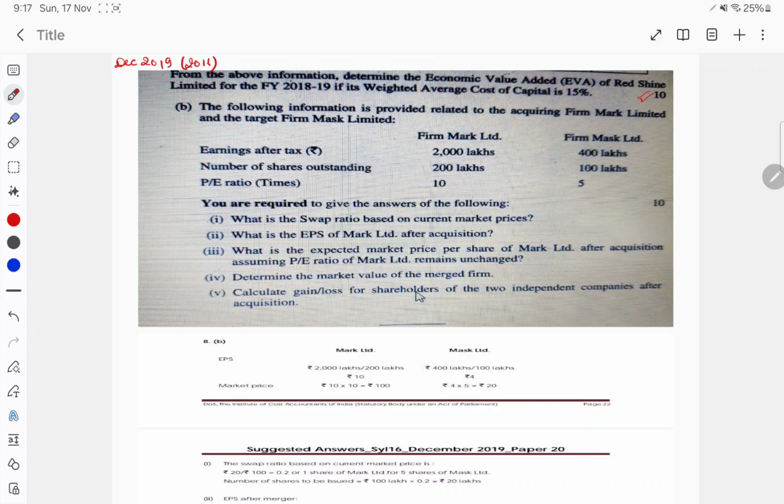Today we are going to do a sum of SPMBV paper 20A, and this is a December 2019 question of syllabus 2060. It is question number 8B.